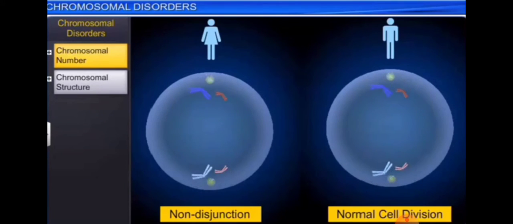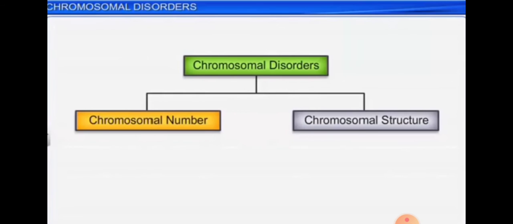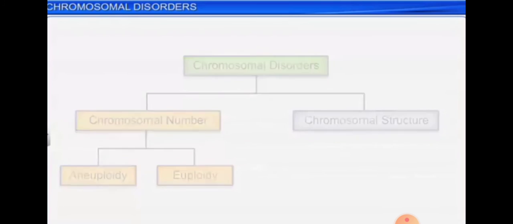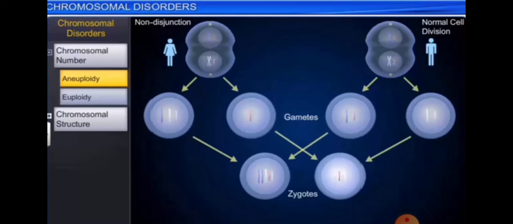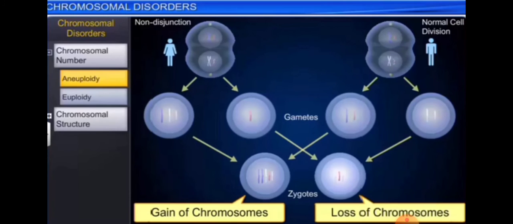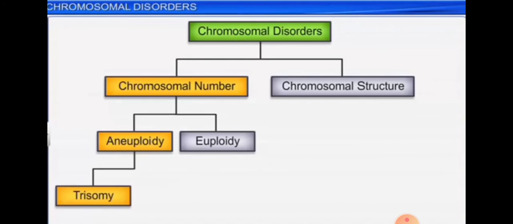So changes in chromosomal number occur due to non-disjunction of chromosomes, which is a failure of chromatids to disjoin during cell division, leading to aneuploidy or euploidy. Aneuploidy is a condition where one or more chromosomes are either gained or lost. Aneuploidy is of two types, trisomy and monosomy.